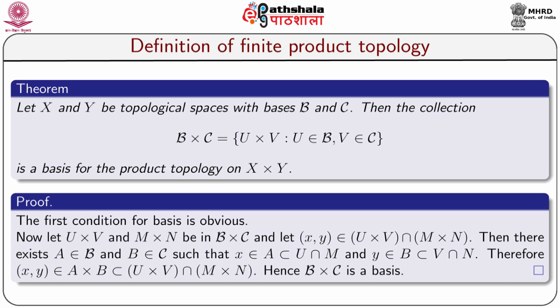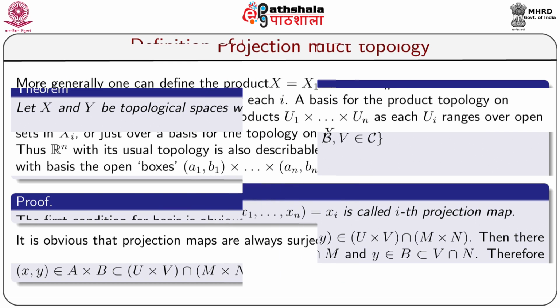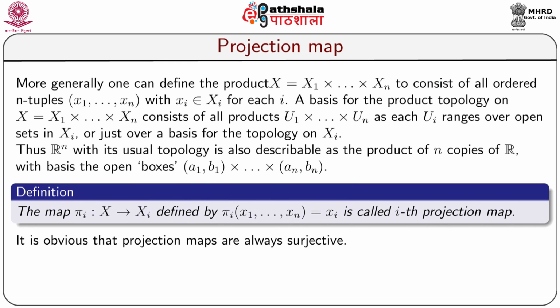Now, to show that it generates the product topology, let (x, y) belong to U cross V, where U is an open set of X and V is an open set of Y. Then it is easy to prove that U cross V is an open set with respect to the basis script B cross C. So, this proves that it is sufficient to consider basic open sets to define product topology. We conclude this section by defining the projection map.